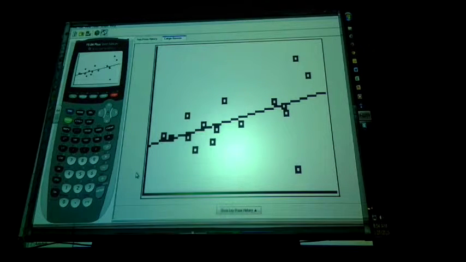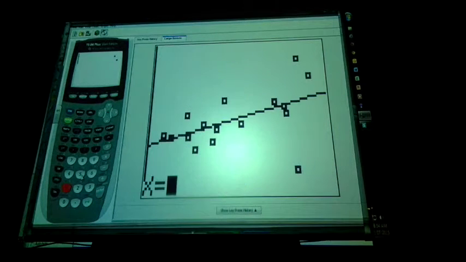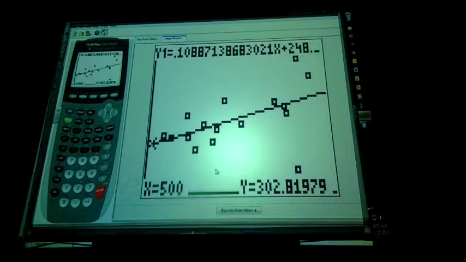Roughly, what airfare does your line predict for a flight that is 500 miles? 500 miles is an X or a Y value? It's X, so distance is X. So if I want to figure out 500 miles, I'm going to go 2nd, Calculate. I want to do a value at 500 miles. If I hit enter, it's going to tell us that that flight should cost us $302.82.